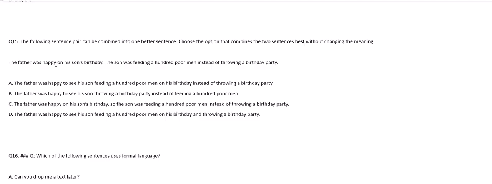We already discussed this question: the father was happy on his son's birthday. The son was feeding 100 poor men instead of throwing a birthday party. Yeah, we have discussed this question. The correct option is option E. Okay, we'll skip this question as we already discussed this. We'll move to the next question, which is question number 16.